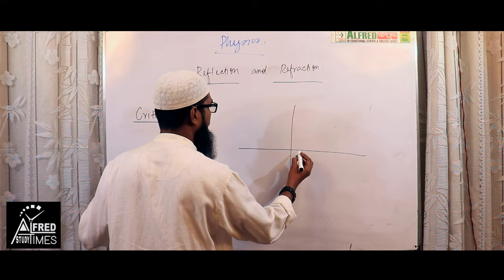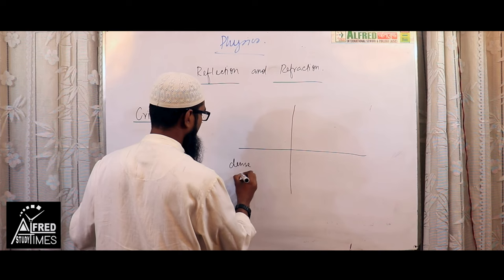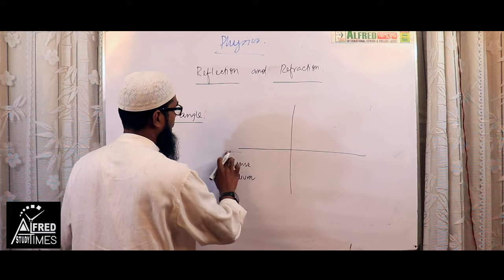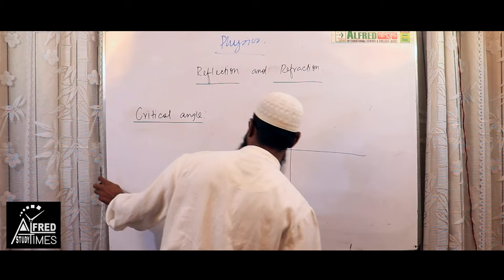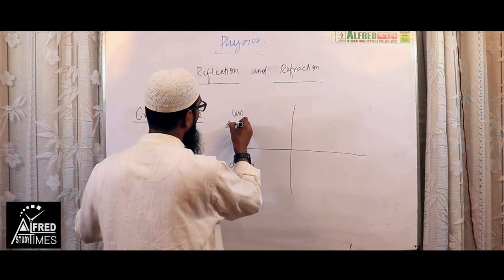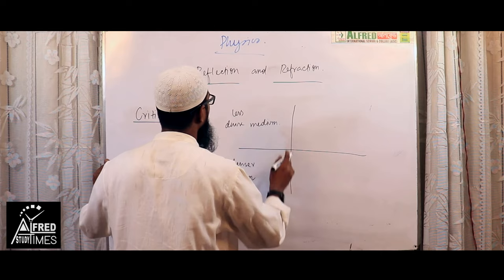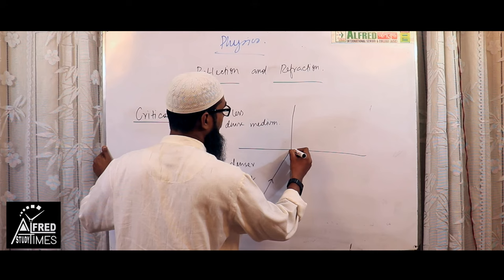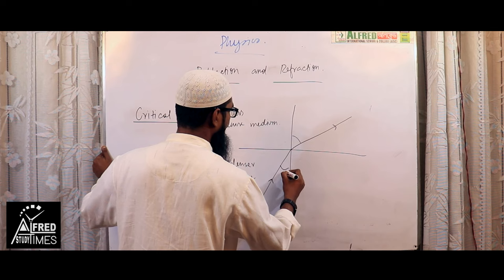Suppose this is a dense medium, and this is a less dense medium. This is the denser medium and this is the less dense medium, and light goes from this medium to this medium. This is the angle of incidence and this is the angle of refraction.